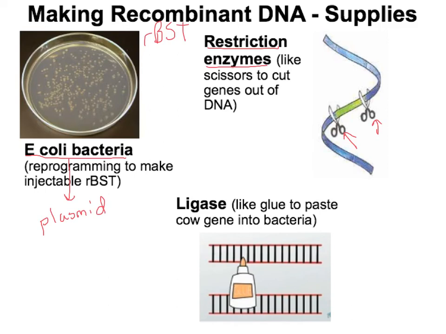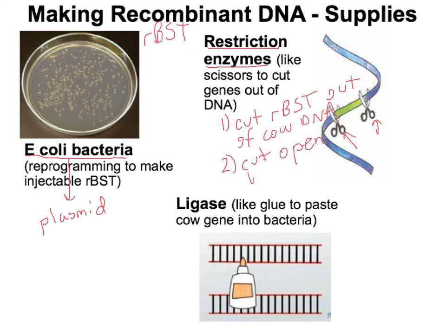So first, we're going to have to cut the RBST out of cow DNA. And the second thing we're going to have to do is cut open bacteria DNA so that we can put that BST gene in.